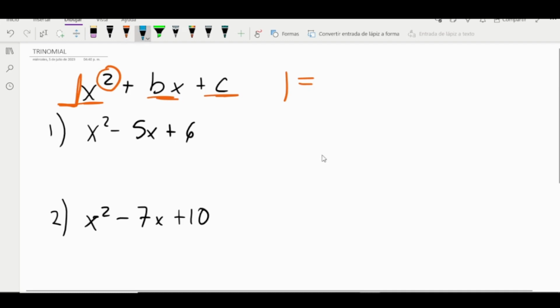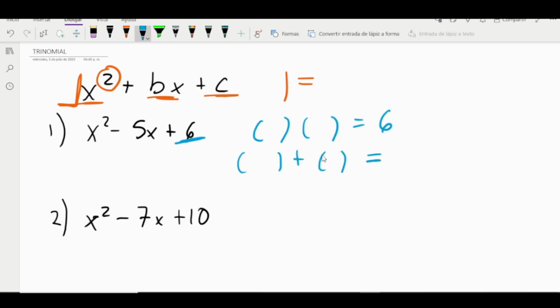Now we have x² minus 5x plus 6, and we need to factorize this. The idea is to find numbers that, when you multiply them, equal the last term, in this case 6. But also, when you add the same numbers, the result must be the coefficient in the middle, which is minus 5.